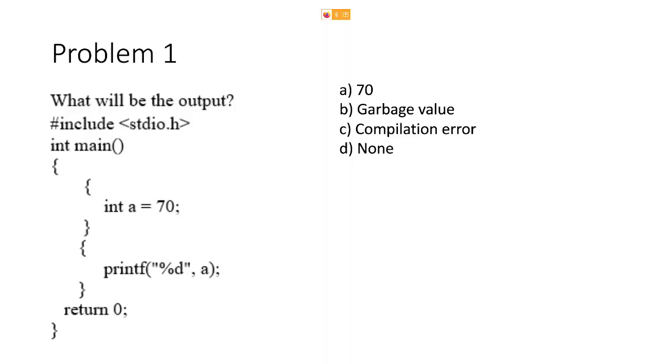Okay, I think you can see problem number 1 on your screen. The question is, what is the output of this given program? There is first a #include stdio. Then inside the main you have these blocks, where in the first block you're defining variable a and assigning it value 70. Then in the second block you are printing the value of a and then you return 0. These are the 4 options, and you have to tell which one of these options is correct.